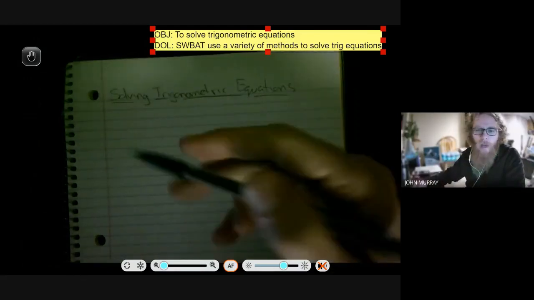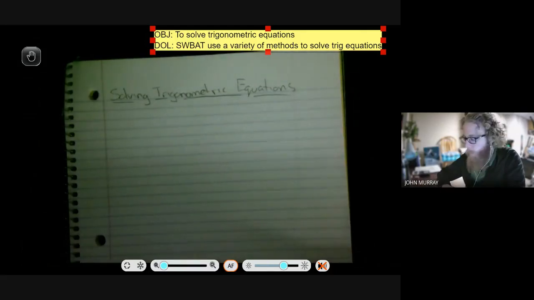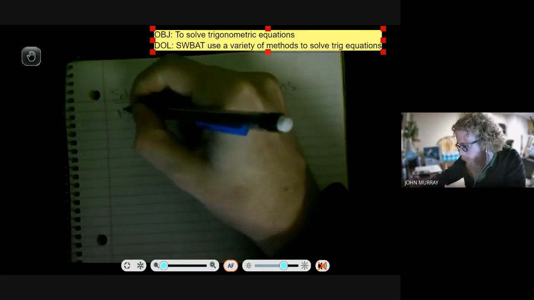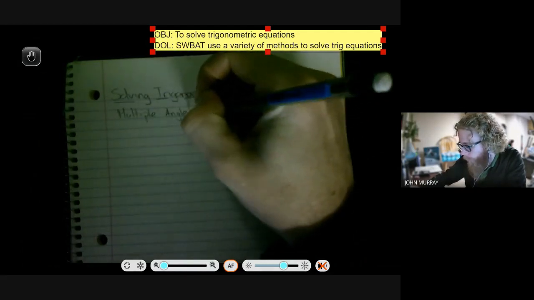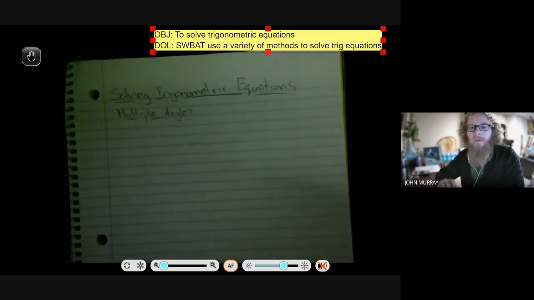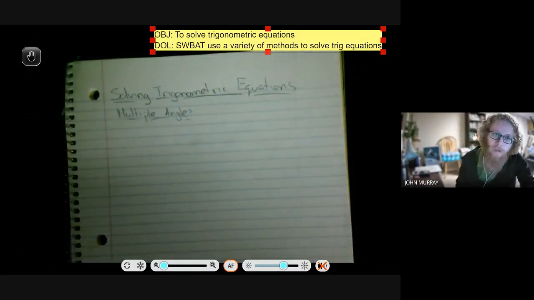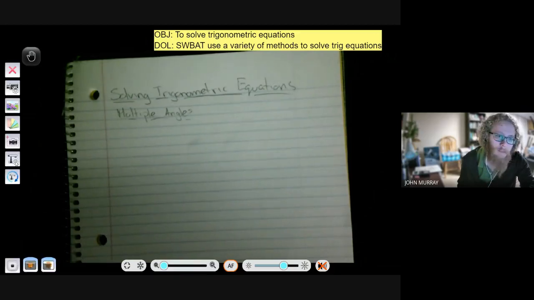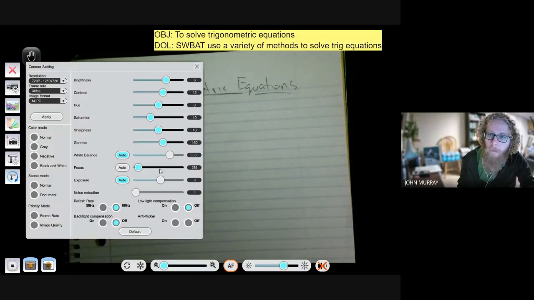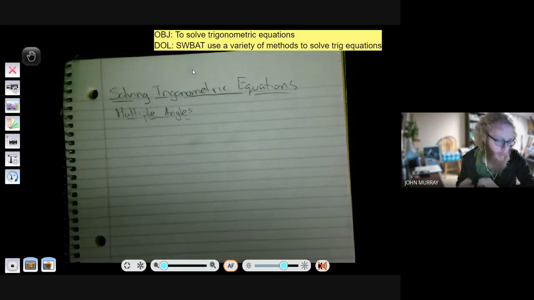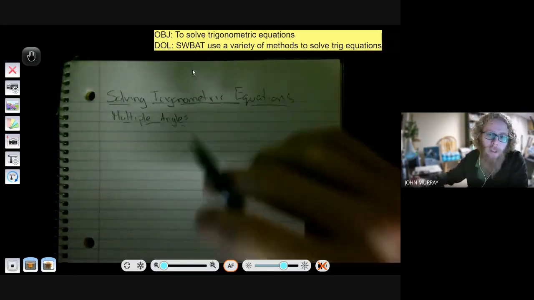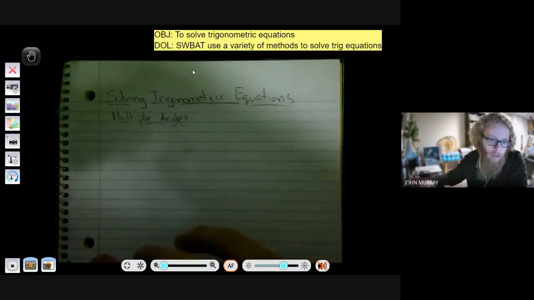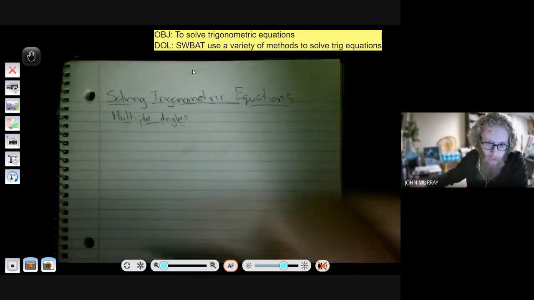Okay. A topic that we're going to be talking about a little bit more in the future is something called multiple angles. Now, maybe that's a little fuzzy. Let me see if I can focus. Yeah, that's better. What it means to have a multiple angle is when we have something other than an x or a theta or a t with our cosine.